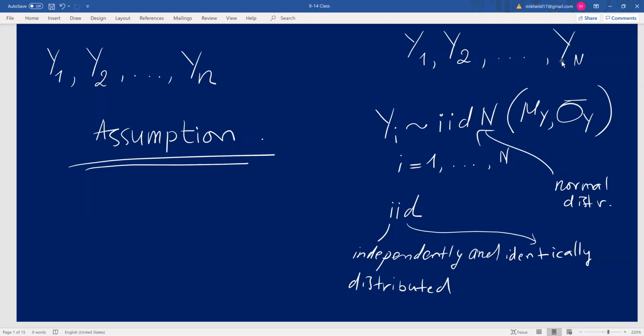Why are they identical? In what sense? Can you tell me in what sense are these y1, y2, and so on, yn identical? In terms of what they're measuring. No, but in statistics, we say that they are identical in the following sense: they are part of the same population. Do you see what I mean? They come from the same population, and because of that they are identical in that sense.